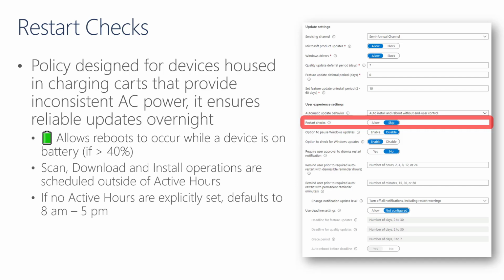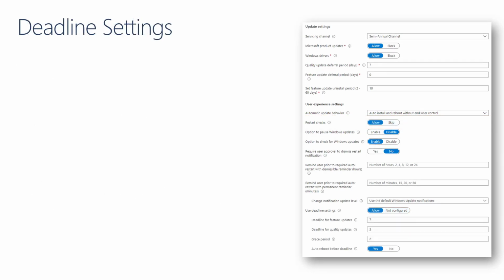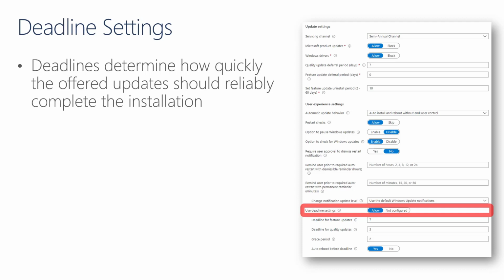Since we're talking about the restart phase, we also have to talk about deadline settings. A deadline is a number of days before a device is forced to restart to ensure that the updates are successfully installed. And you can specify deadlines for both quality and feature updates. Deadlines work in conjunction with pause and deferral settings.